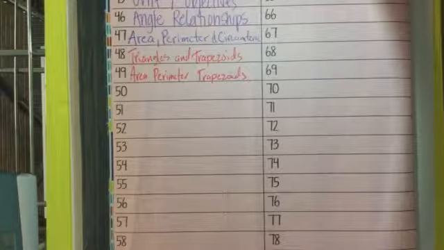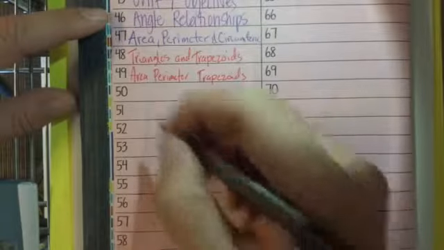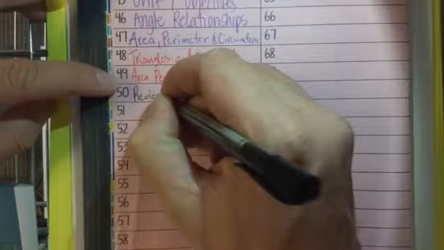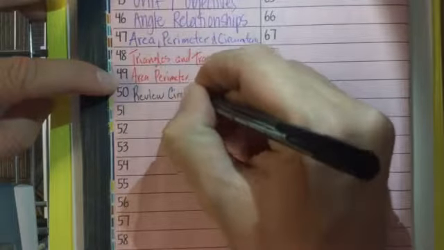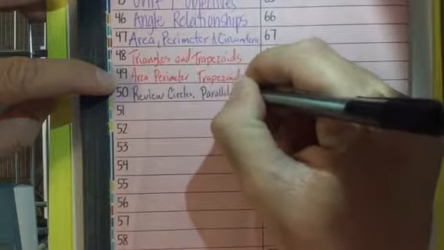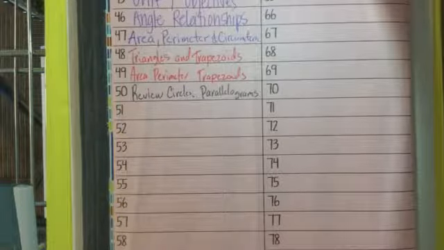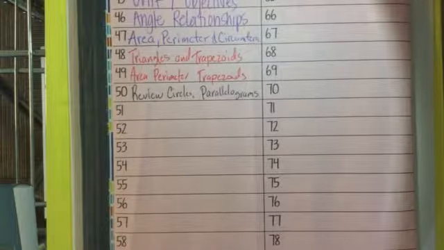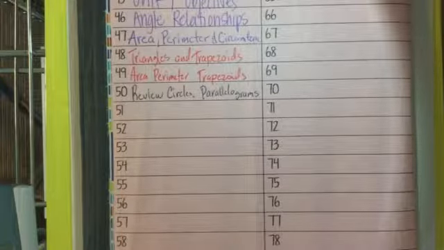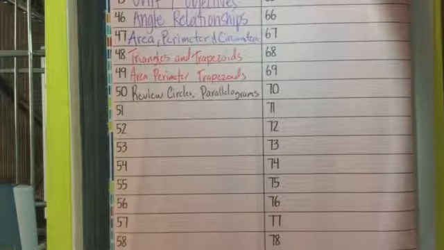50 in the table of contents is review circles and parallelograms. So we're reviewing circles and parallelograms. That's where we saw a lot of mistakes. Very common mistakes, very correctable mistakes for the test.